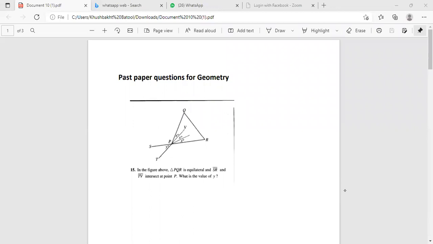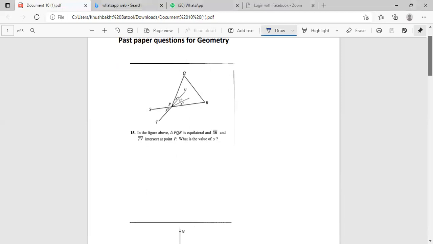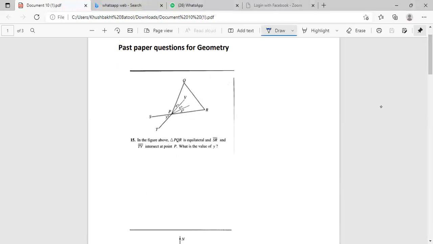Okay, perfect. So we have some past paper questions here. I want you guys to help me with this, because we have discussed every underlying concept. We have talked about triangles, we have talked about angles, so you would be able to do these. These are from past papers. So let's do it here.